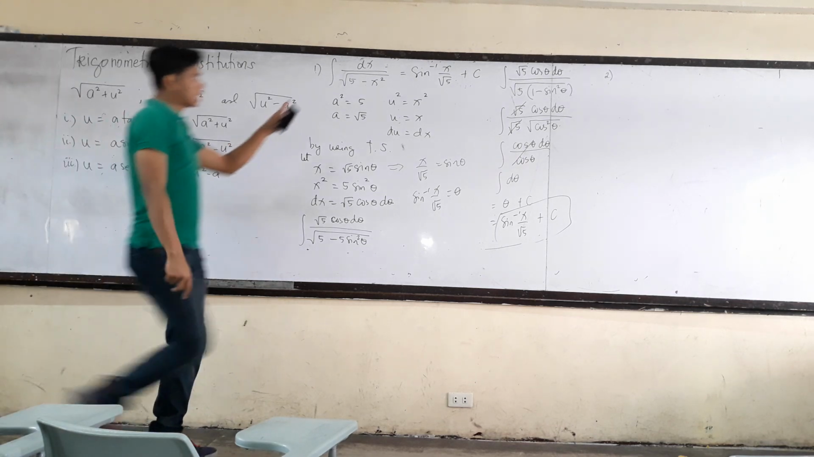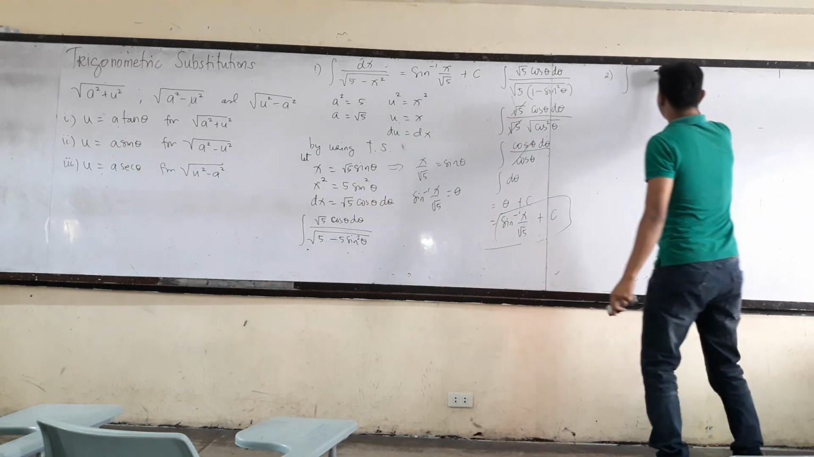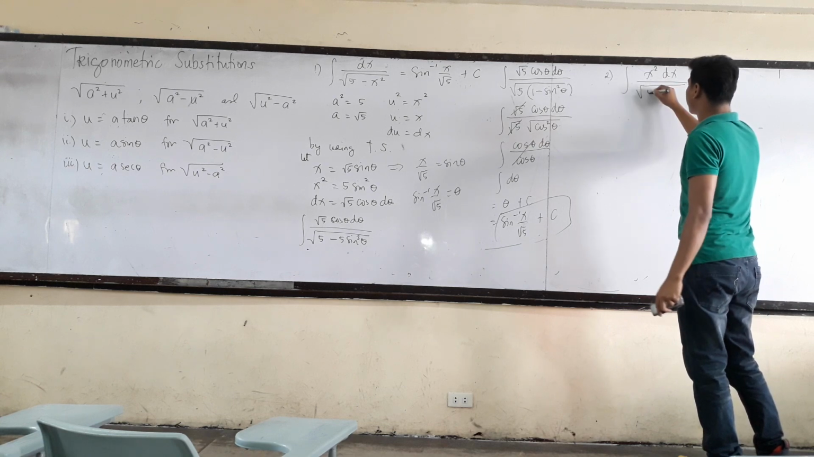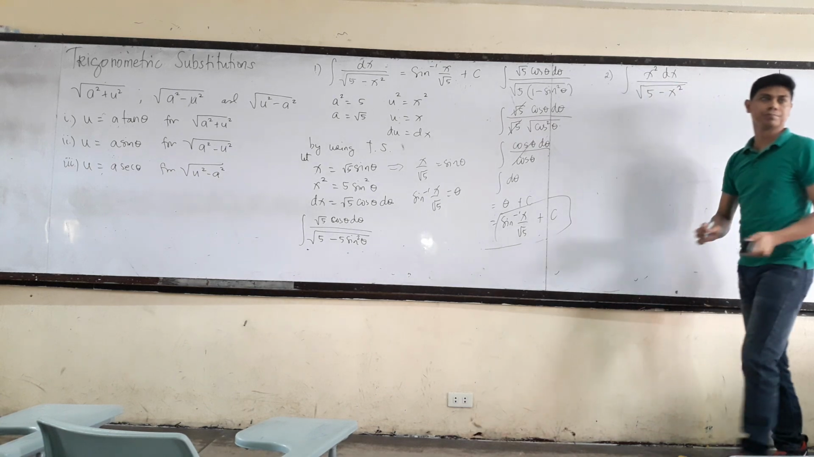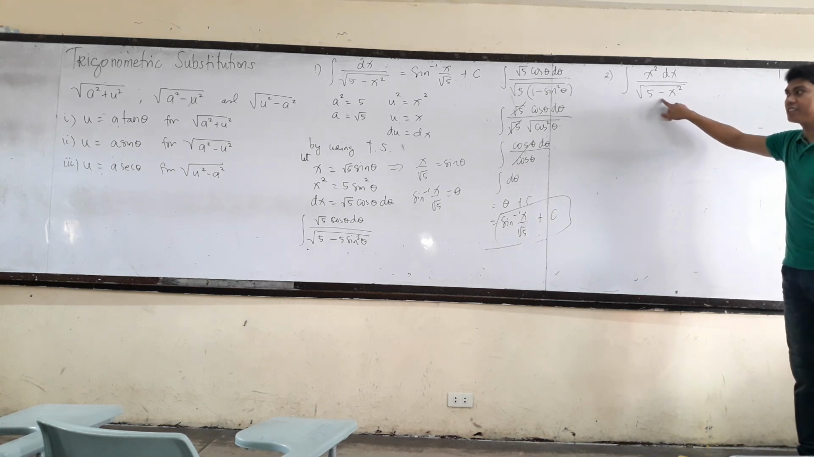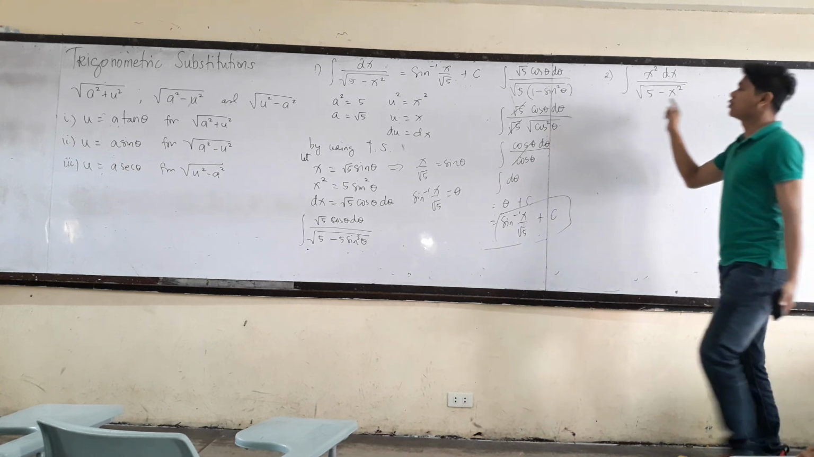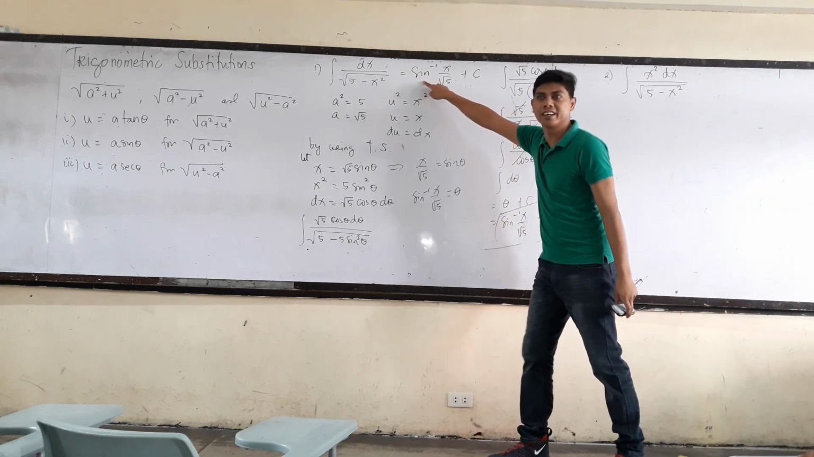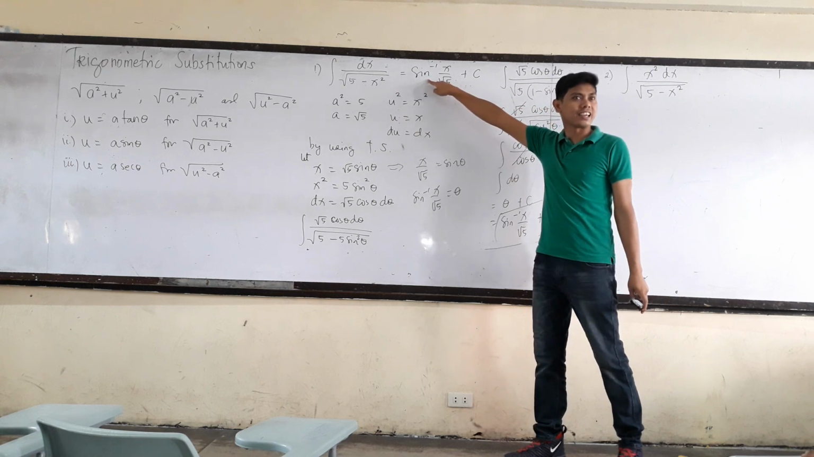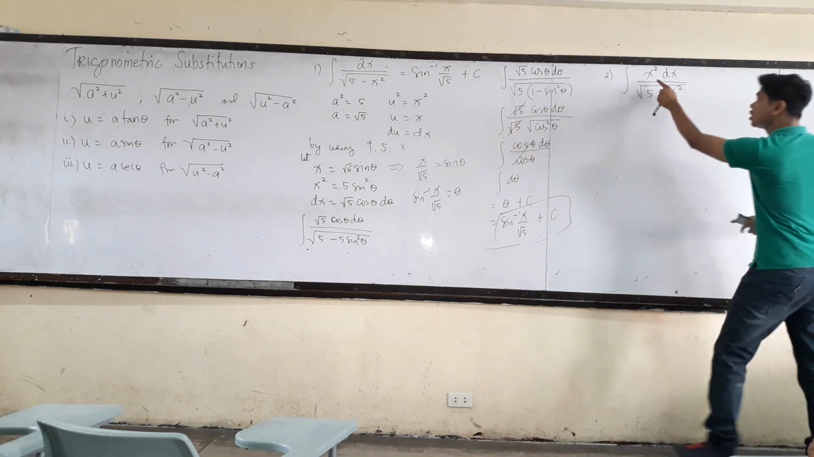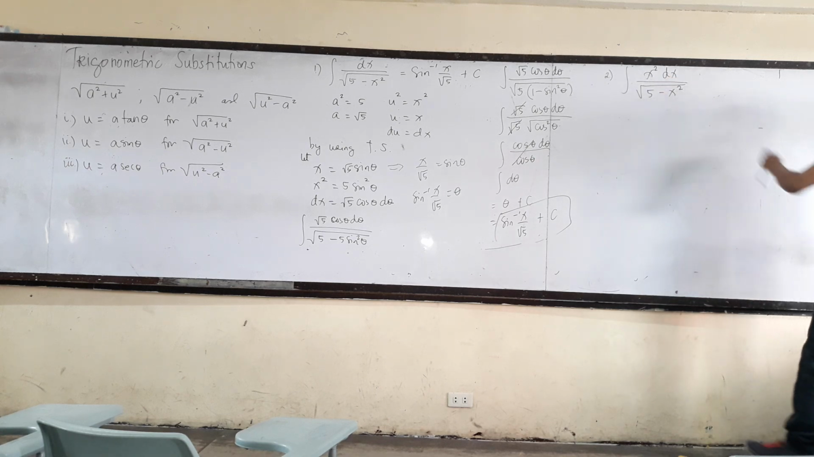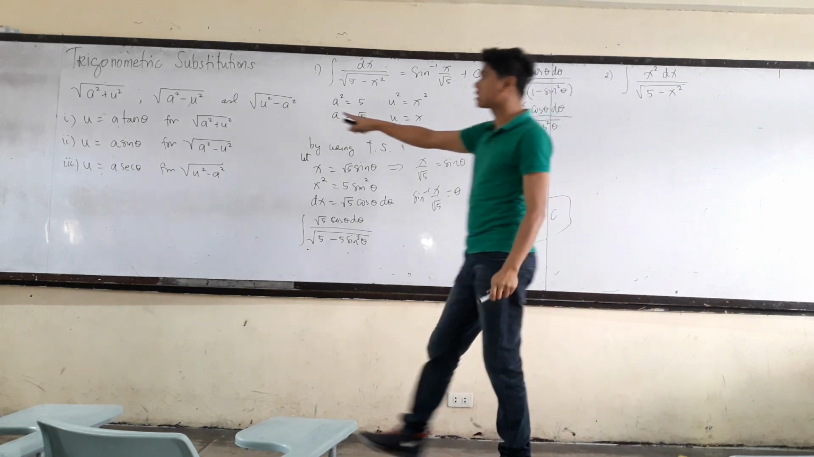Say, I'll be putting another variable at the numerator: the integral of x squared dx over the square root of 5 minus x squared. For this one, you can no longer use this technique. This will not lead to arcsine, because of this x squared. So in that case, we will be applying this technique.